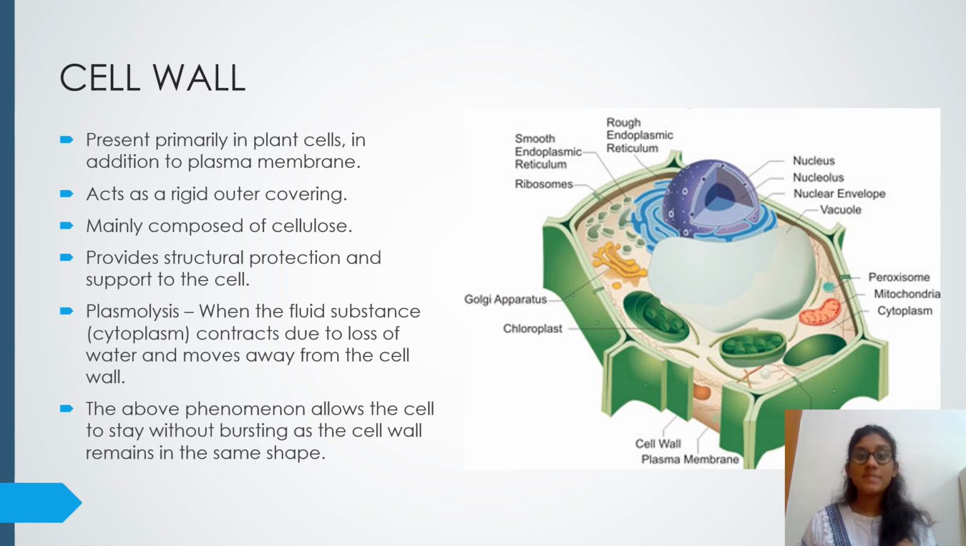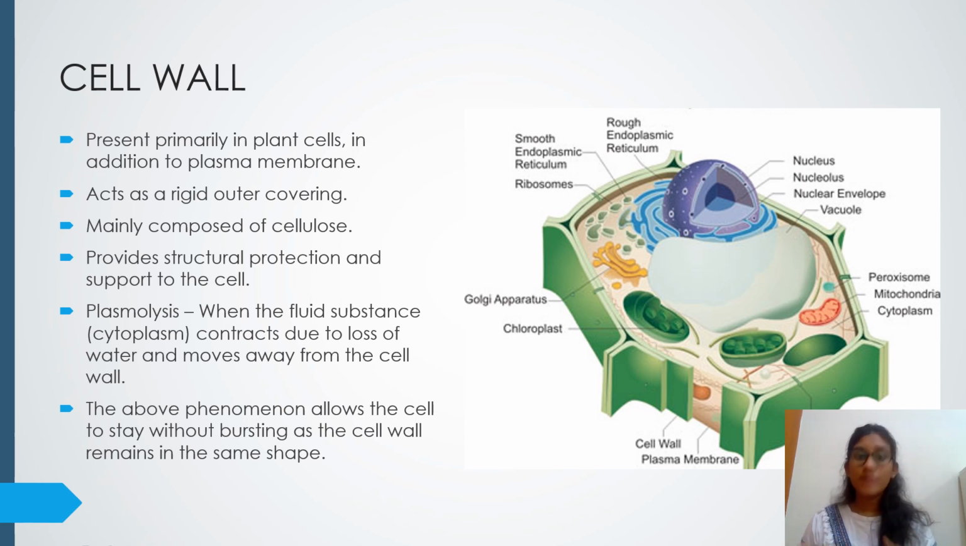This organelle is specifically found in plant cells. It is the cell wall and is present in addition to the plasma membrane. It acts as a rigid outer covering and provides structural protection and support to the cell. It is mainly composed of cellulose.